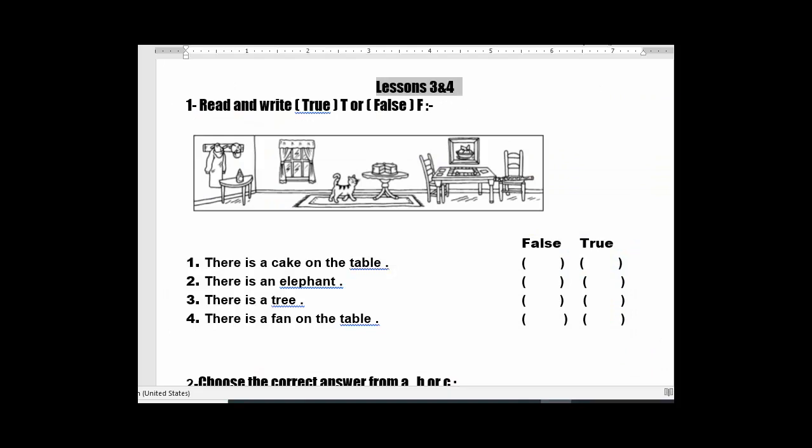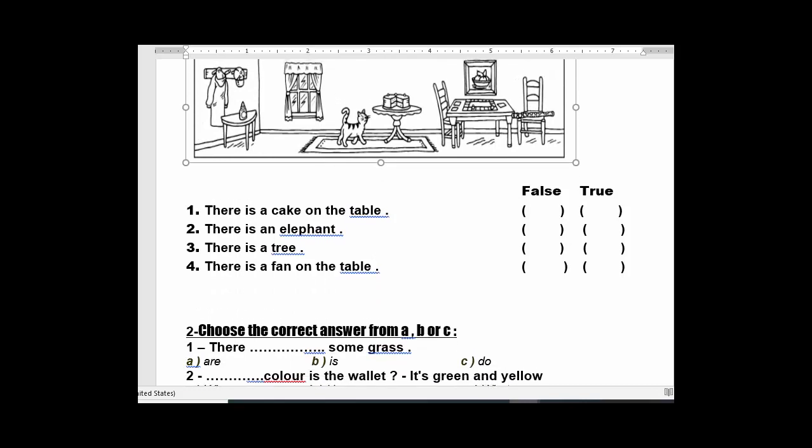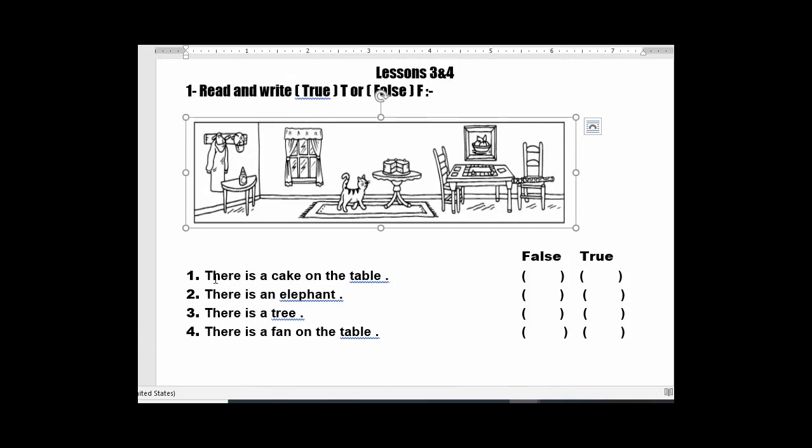Okay, let's do some exercises on lessons 3 and 4. The first question: read and write T for true or F for false. First, look at the picture and take your time as you want, okay? Okay, and read. Number one, there is a cake on the table. False or true? You can see the cake, it's on the table. So the first one is true, write down T. There is a cake on the table, it's true.